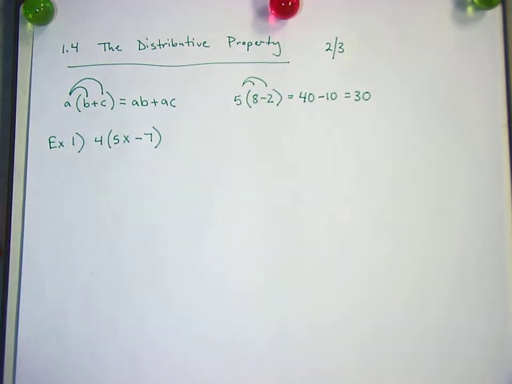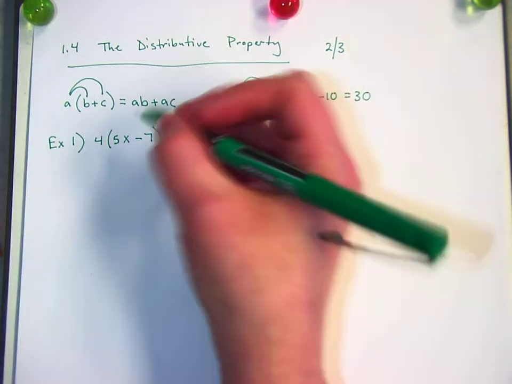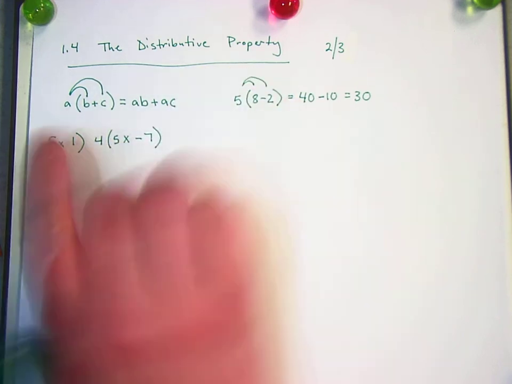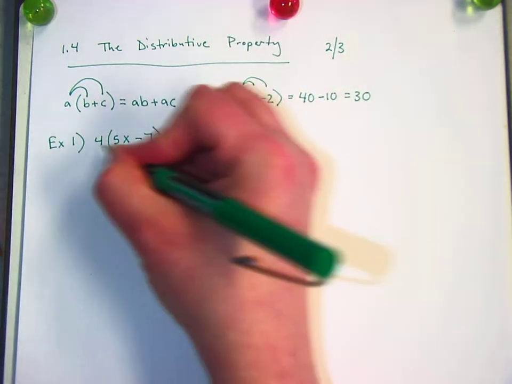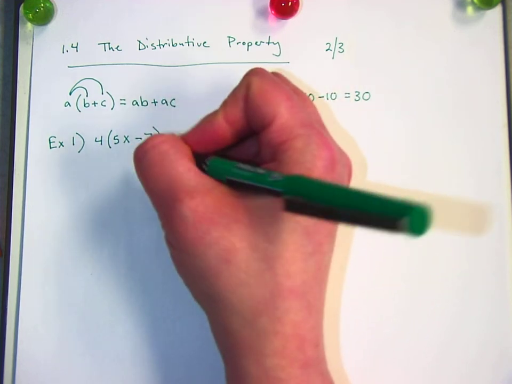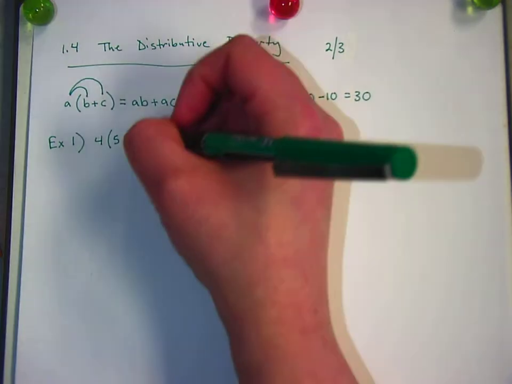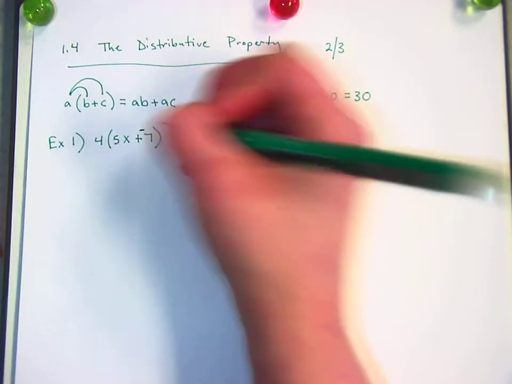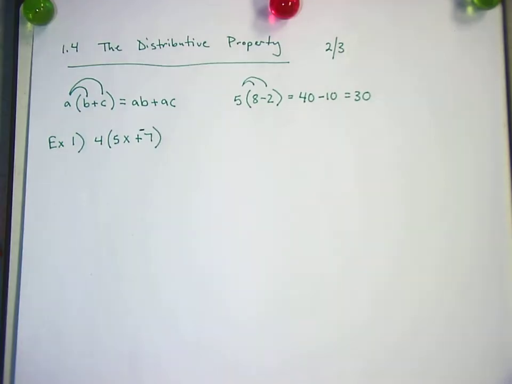Okay, so there's example 1. Make sure you write it down. We're going to try this together. If you have a 4 on the outside and this stuff on the inside, I think it's easier because people get confused whether this is a minus 7 or a negative 7. A minus 7 and a negative 7 are exactly the same thing. But sometimes people think it's easier to say plus a negative, like that.